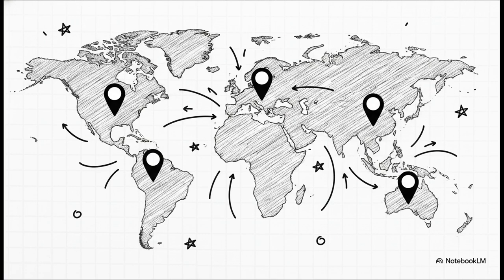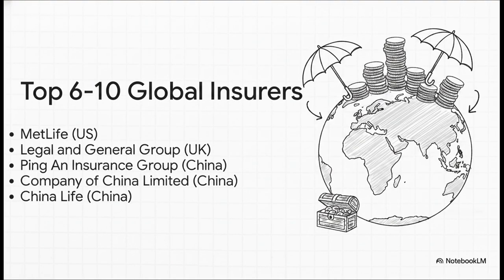To put this into perspective for you, these giants manage trillions of dollars in assets. That is literally more money than the GDP of entire nations. Rounding out the top 10, we have MetLife and Legal & General Group in the West. But check out the incredible dominance emerging from the East: Ping An Insurance Group, Company of China Limited, and China Life. These titans represent an unbelievable amount of capital collected and protected globally.